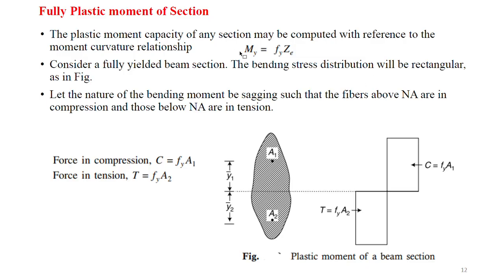If you take this fully yielded beam section and this diagram, the bending stress distribution will be rectangular. You can see here the rectangular shape of the bending stress distribution. The bottom portion of the section and the top portion of the section show the rectangular type of stress formation.